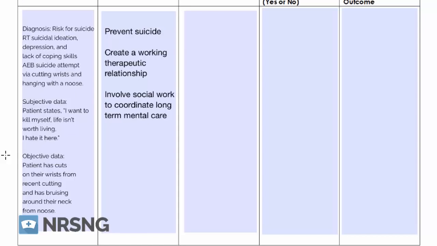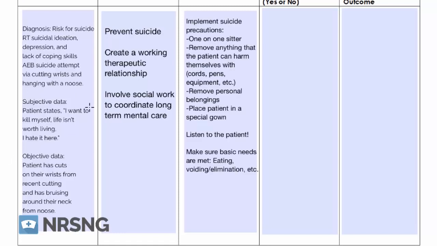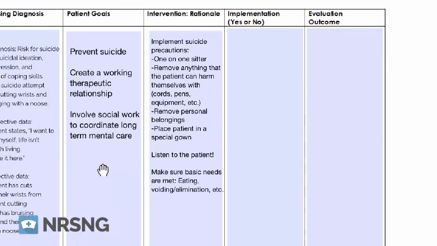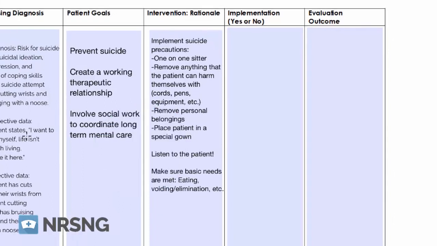And the main obvious aspect that you want to do is prevent the suicide. That's your biggest goal throughout the shift. But a way to prevent it is to also get within their brain and think about the things that they have going on. So you want to create that therapeutic relationship. For interventions, I put down that we want to implement the suicide precautions.